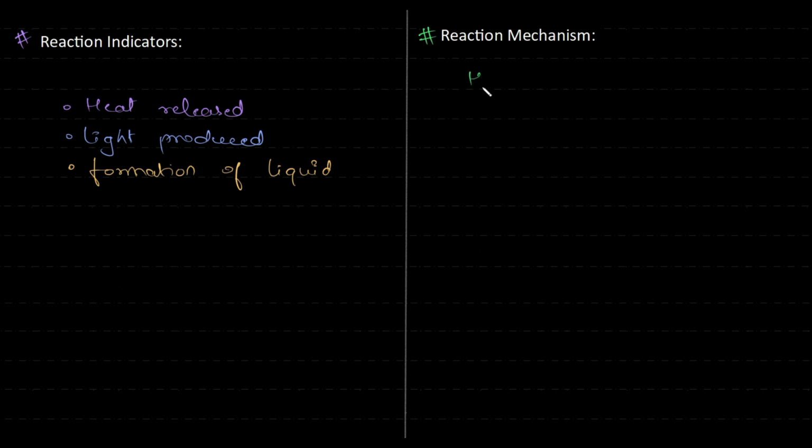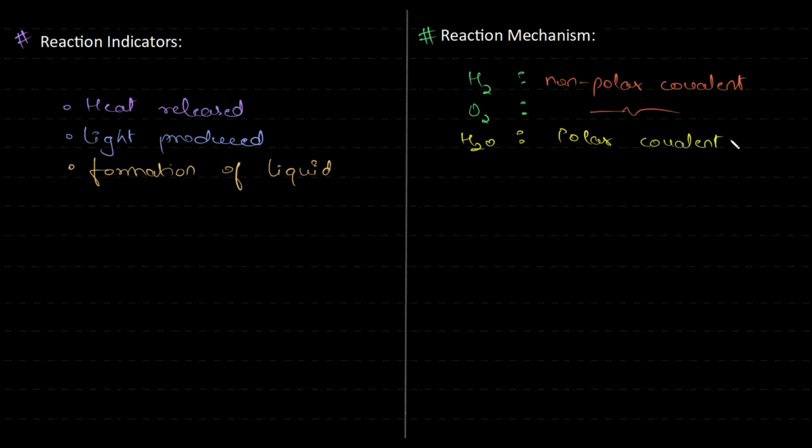Well, first thing is, let's look at H2 and O2. What are they? They are non-polar covalent. Agree? While H2O is polar covalent. You can imagine that H2O is more stable and there's an energy difference, and so the heat is generated.